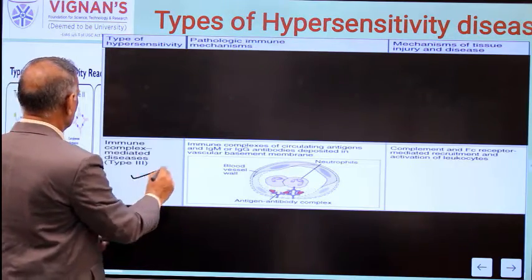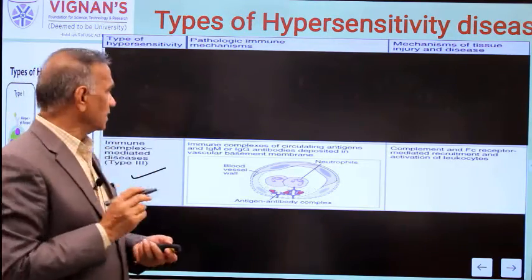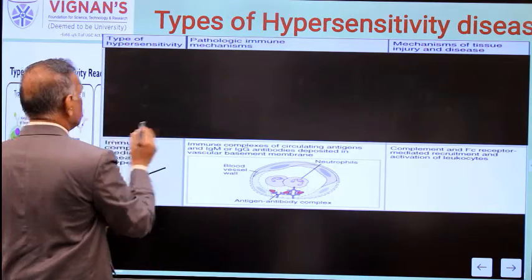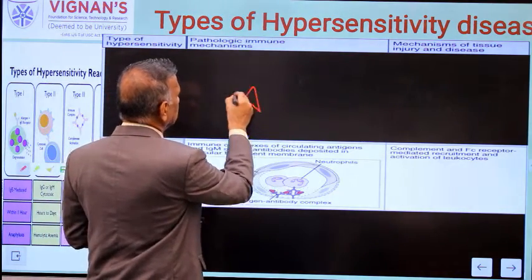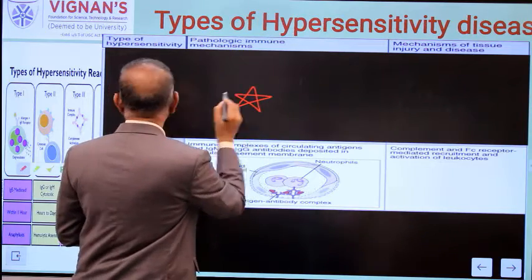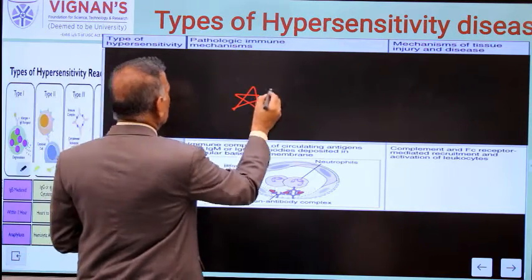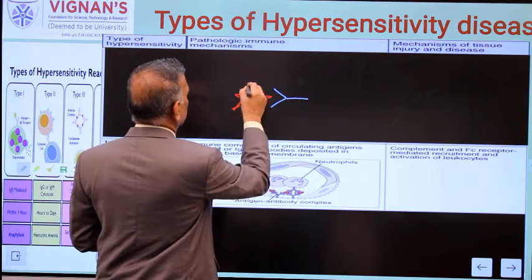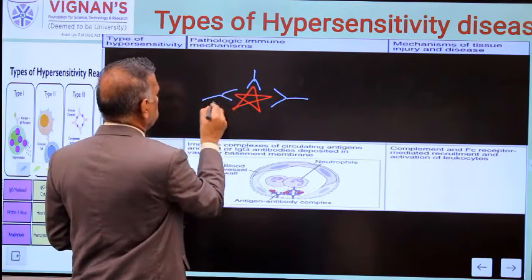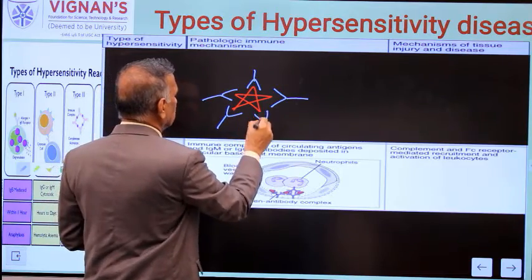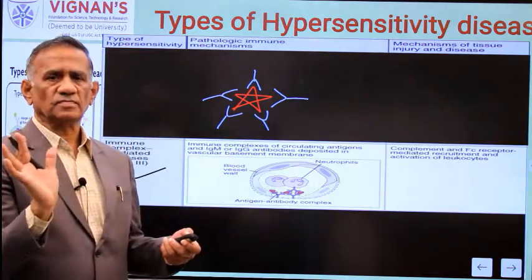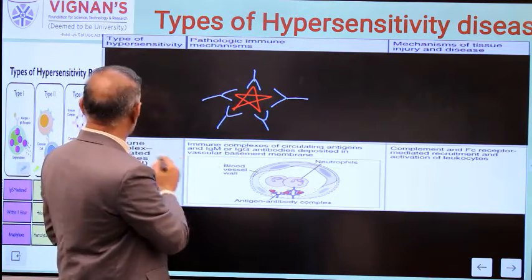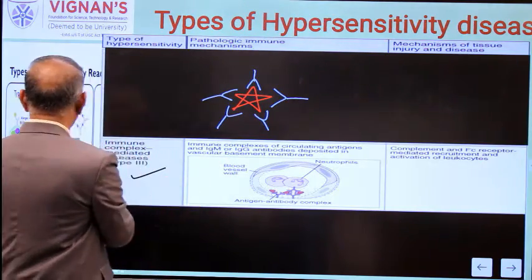Type 3 is immune complex mediated. Immune complex means, let us say this is an antigen. Okay, the antigen is being bound by immunoglobulins. So this is called an immune complex. Diseases caused by the immune complex formation are type 3.